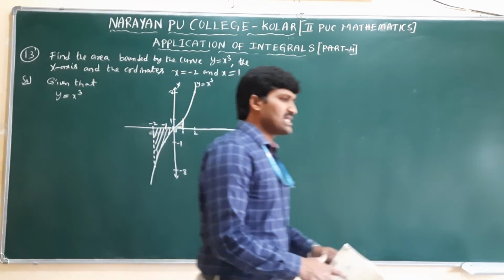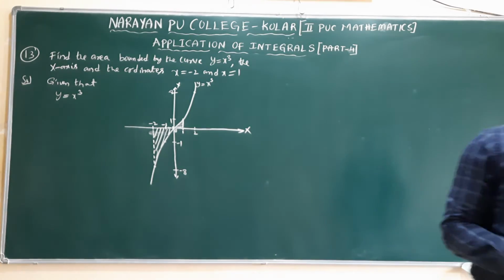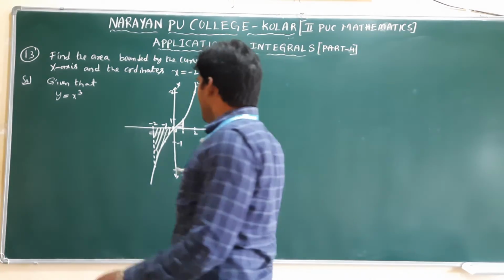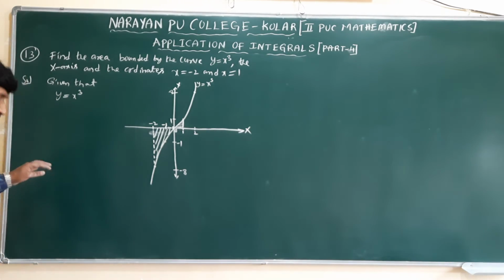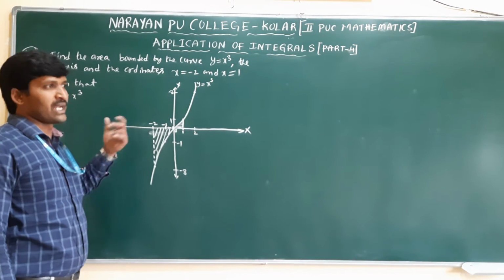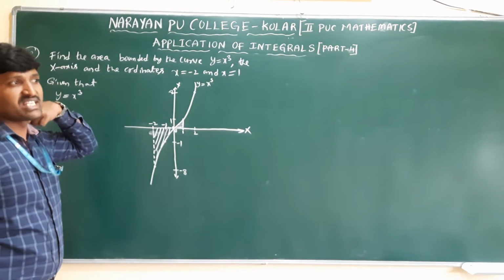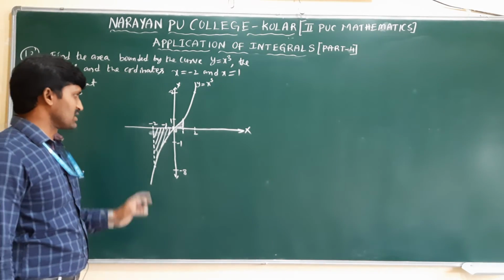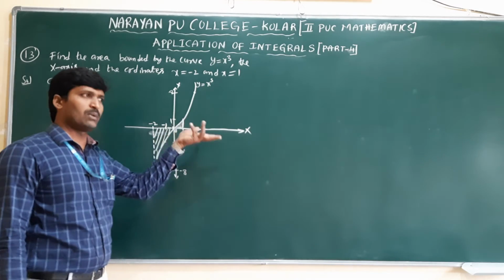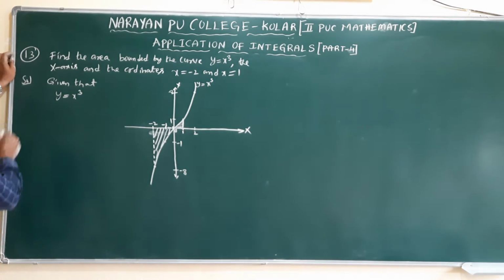Now, these two regions from minus 2 to 1 split into two parts, because from minus 2 to 0 they are below the x-axis. When it is below the x-axis, we need to take the modulus of the given integral value, because below the x-axis the value becomes negative, but the area of a region is always positive. To make it positive we apply modulus. Next, from 0 to 1, above the axis, only positive we take. So here all the curve is there correctly.